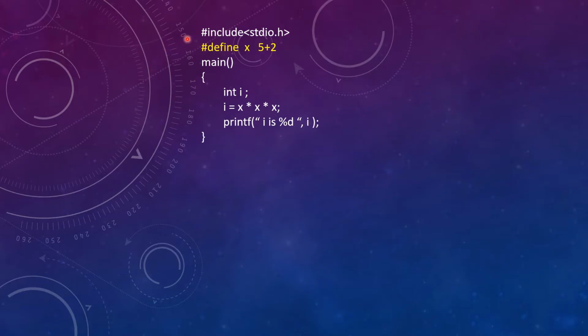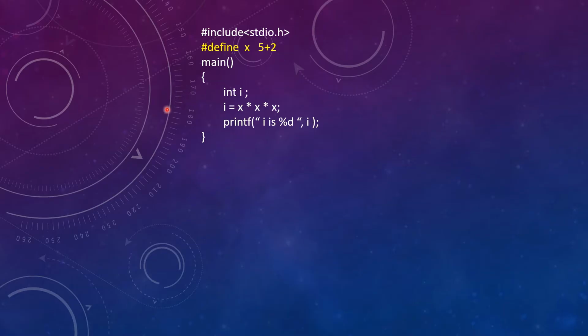As we can see here, we have one header file, that is include stdio.h, and then a macro is defined. This #define x 5 plus 2 is nothing but a macro. And what does that mean? A macro is used to define a kind of constant, right? So here x is nothing but a constant and its value is 5 plus 2.